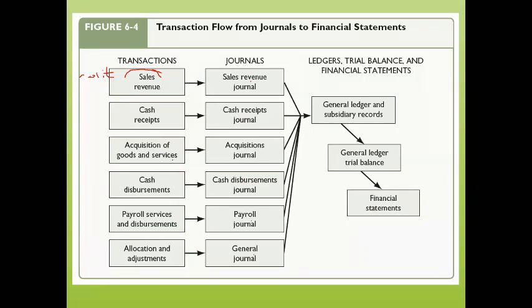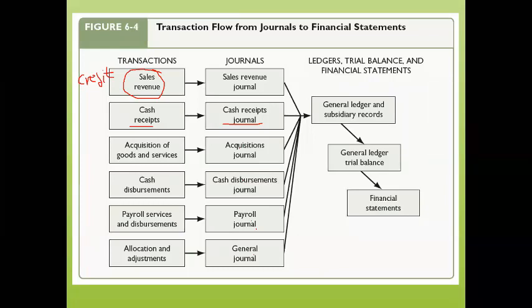The acquisition journal covers the purchase of goods and services, and we include here the acquisition on account. The cash disbursement journal is all the cash payments. Any cash paid by the company will be recorded in the cash disbursement journal. Then we have the payroll journal: all the transactions related to employees' wages or salaries are recorded in the payroll journal.